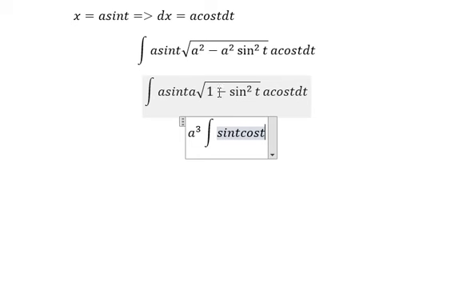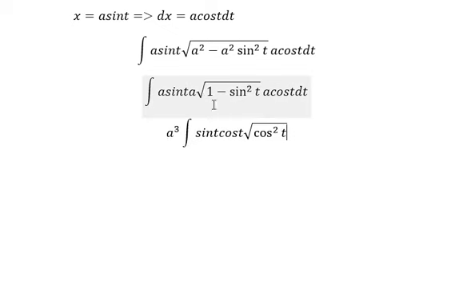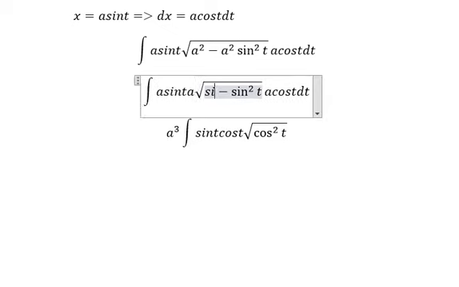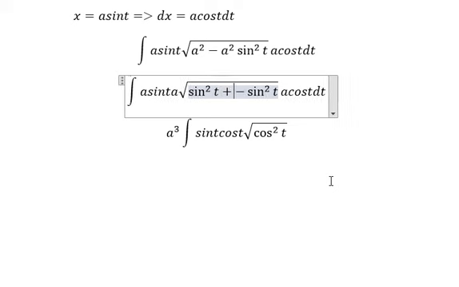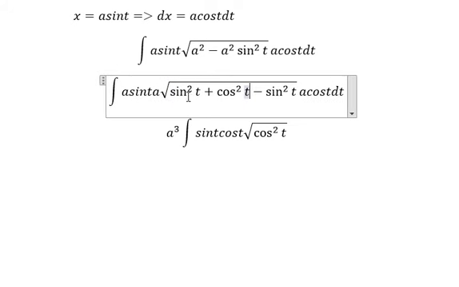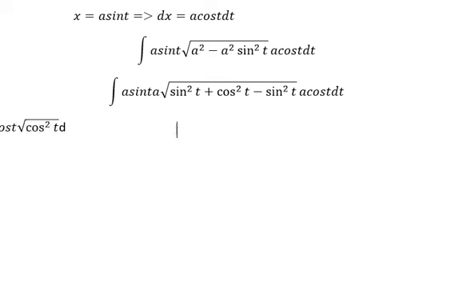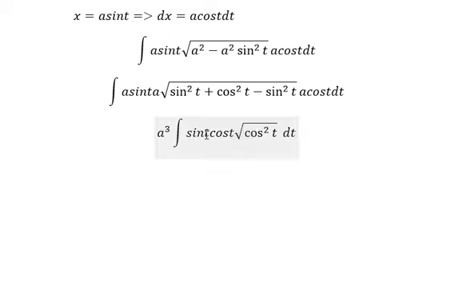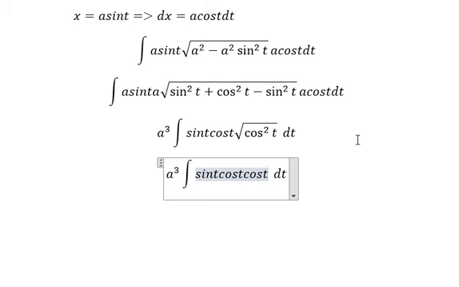We know that 1 minus sin t square we will change to the square root of cosine t square, because number 1 in here, we change to sin t square plus cosine t square, minus sin t square. That's why you got cosine t square. The square root of cosine t square, you got cosine t. Cosine t multiplied with cosine t, you got cosine t square.